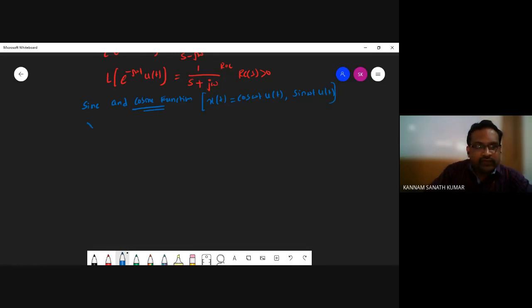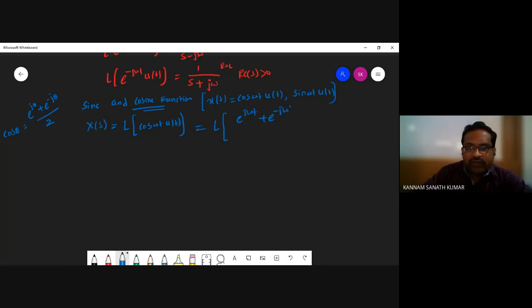First of all, I want to find the Laplace transform of the cos function, cos omega t u of t. If you want to represent the cos function in terms of exponentials, you can write cos theta as e power j theta plus e power minus j theta divided by 2. So that is the Laplace transform of e power j omega t plus e power minus j omega t, divided by 2, into u of t.